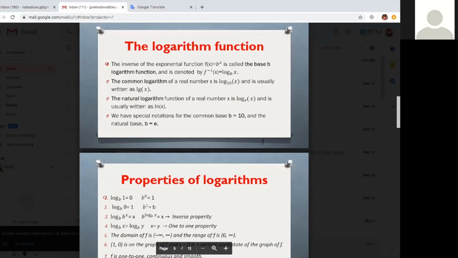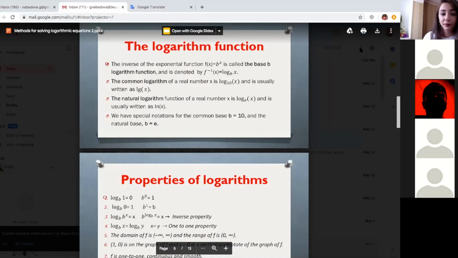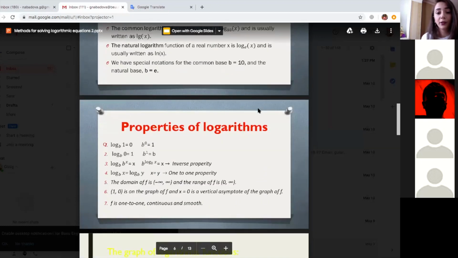I want to speak about the logarithm function. The inverse of the exponential function f(x) equals b to the x is called the base b logarithm function and is denoted by f inverse of x equals log base b of x. The common logarithm of a real number x is logarithm base 10 of x. The natural logarithm of a real number x is logarithm base e of x and is usually written as ln x. We have special notation for the common base b equals 10 and the natural base b equals e.